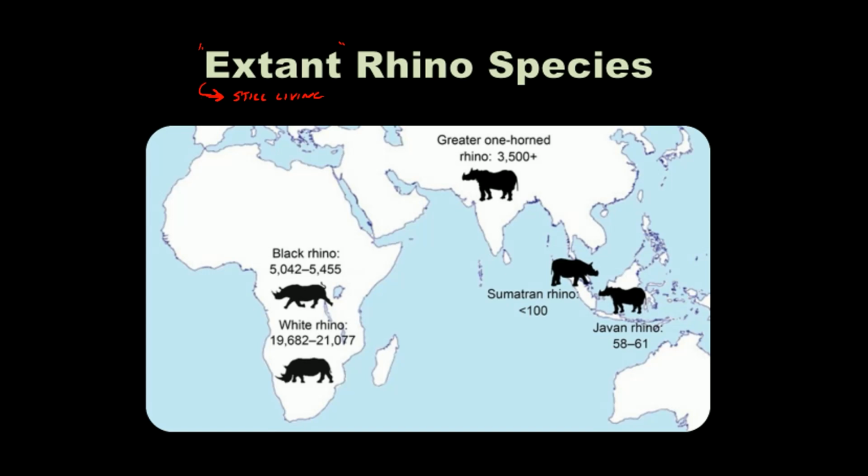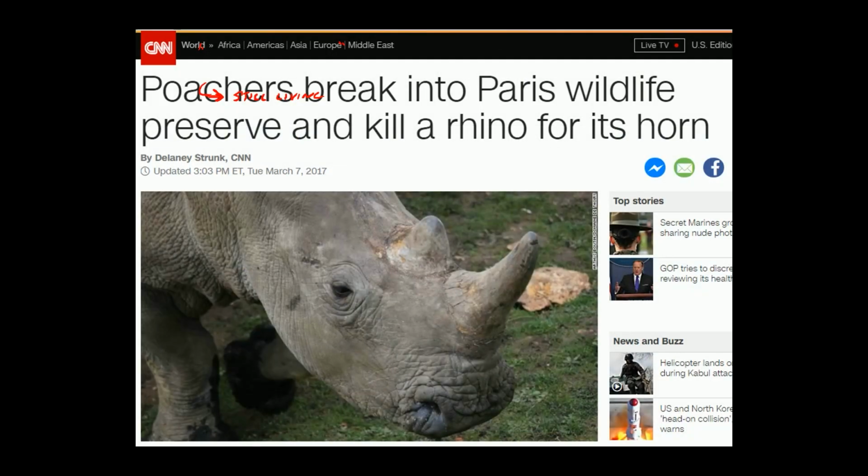And lest you think that having some of these species in zoos and preserves is keeping them empirically safe from poachers, this is an article from 2017 about poachers breaking into a Paris wildlife preserve in order to kill rhinoceros for its horn. So again, these large criminal poaching cartels will find ways to get these exotic animal parts, regardless of what circumstances are in front of them.